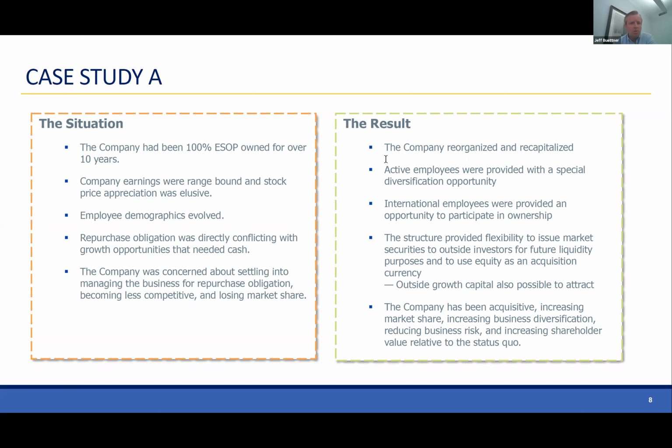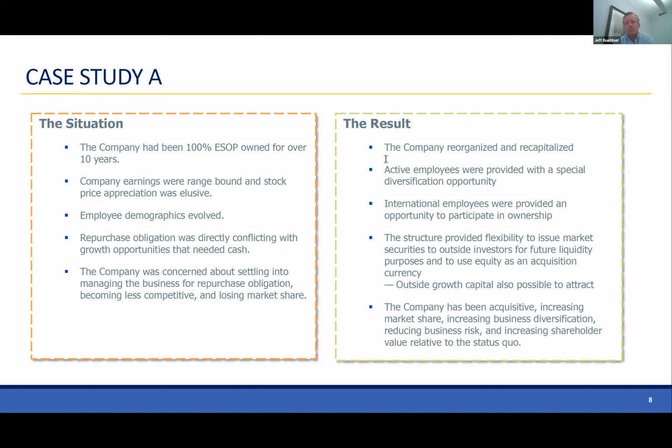They found that their earnings were range bound, and stock price appreciation was fairly elusive. That's because most of their earnings was going to repurchase obligation each and every year. So there's no deleveraging in the balance sheet that would assist with that. There was no cash buildup accumulation on the balance sheet. And frankly, EBITDA wasn't growing, just because of some of the dynamics that they had around their employee demographics.